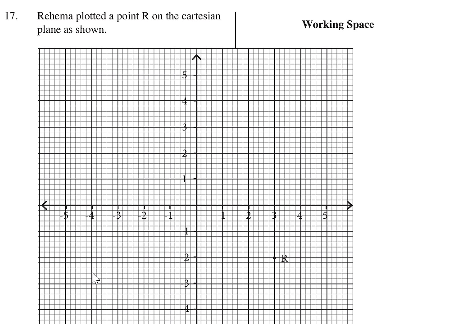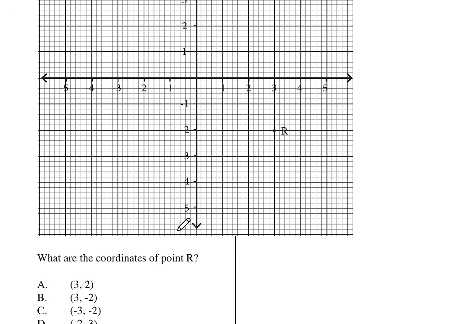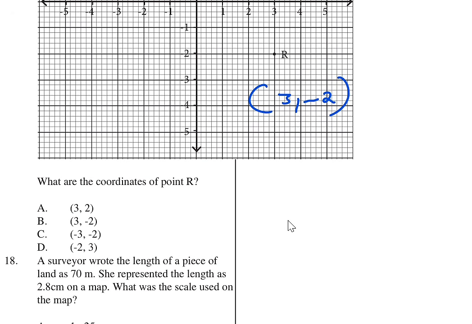Number 17, on the Cartesian plane, grade 8 work. The hammer plotted a point R on the Cartesian plane as shown. You can see here you have R. Nauliza nini? What are the coordinates of point R? So remember coordinates we read with brackets, there's an x-axis and then y-axis. So in x, in y. So shama hapo juu kwa x, I can see it is 3. Ukienda hivi ni 3, naenda kwa y, -2. So the coordinate is (3, -2). Very easy. So the answer is B.